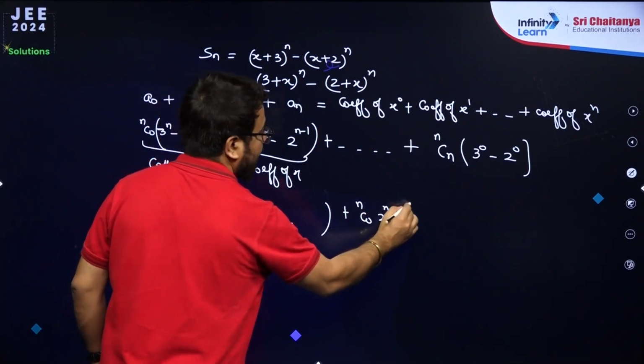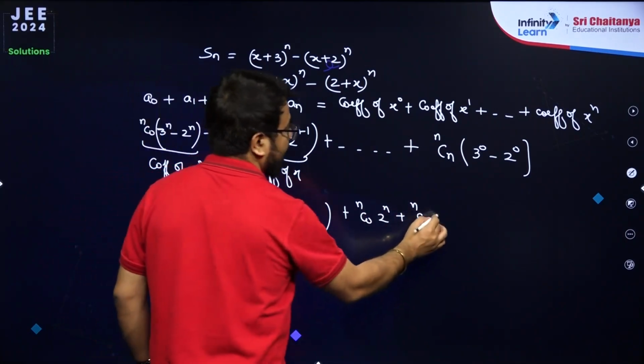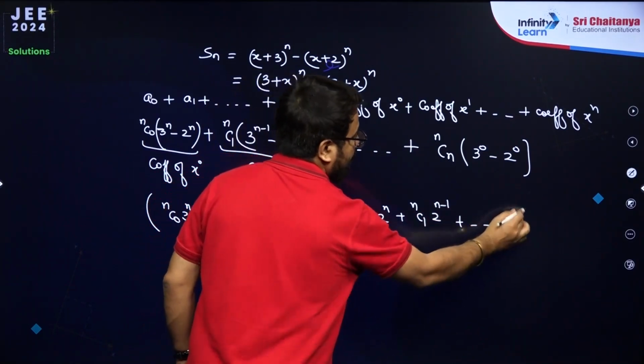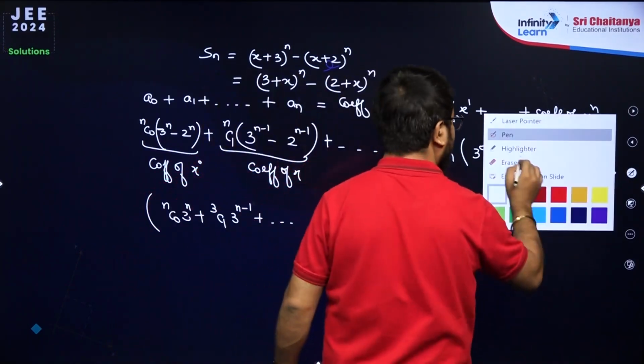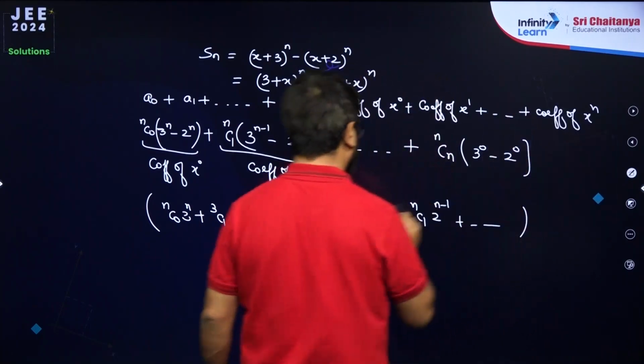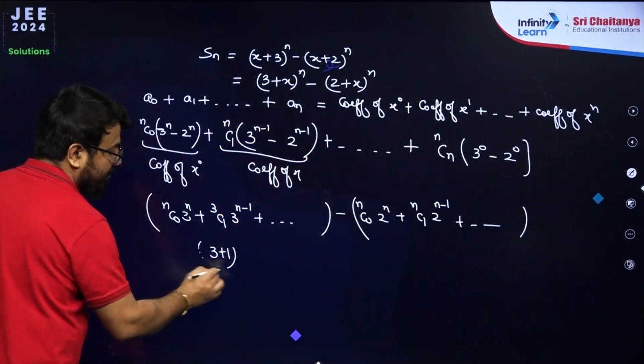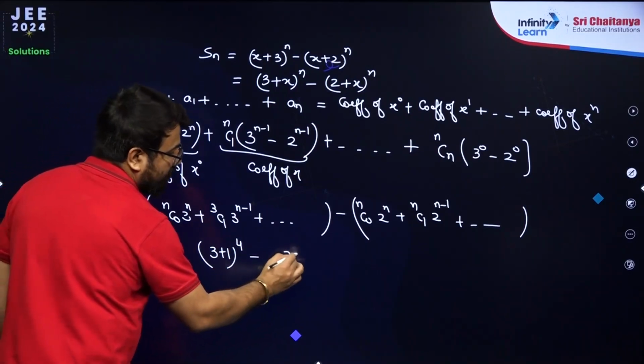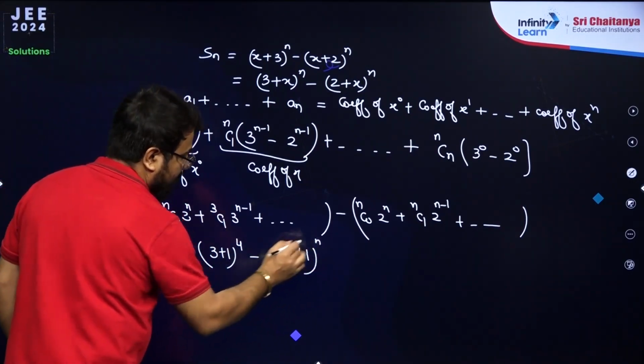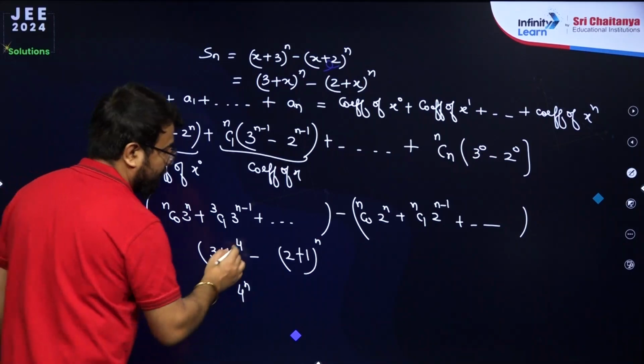nC0 2 raised to the power n, nC1 2 raised to the power n minus 1. Two sequences are going on, and these two sequences are in subtraction. There is a minus sign in between. This is (3 plus 1) whole raised to the power n, and this is (2 plus 1) whole raised to the power n. So this is 4 raised to the power n.